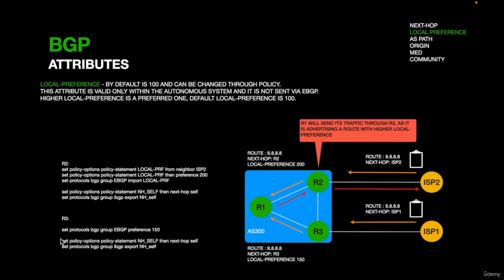without using a policy. So just specify the preference of 150 in this case. On R3 I also configured the next hop self, so routes received by R1 from R3 can see that the next hop is router R3.